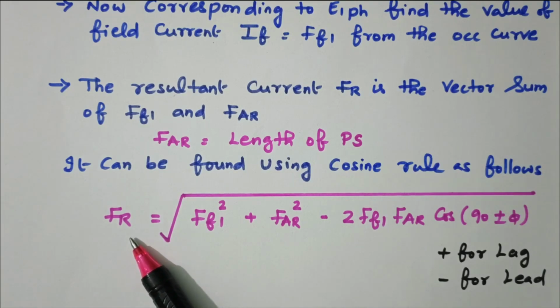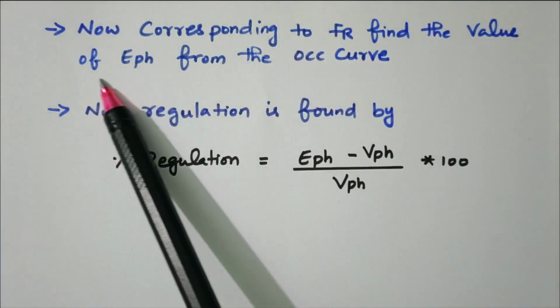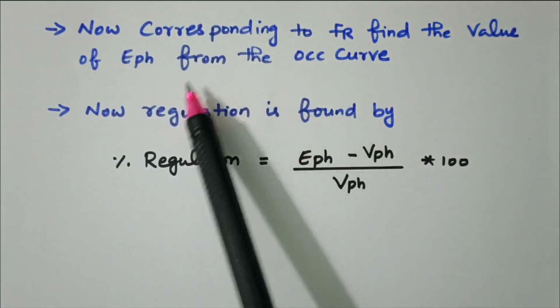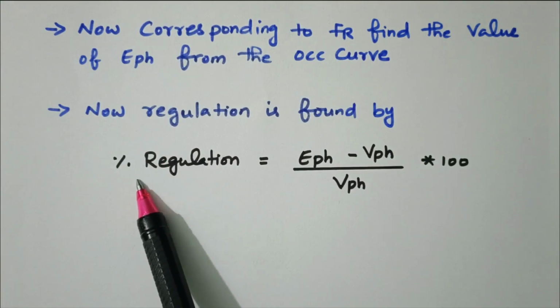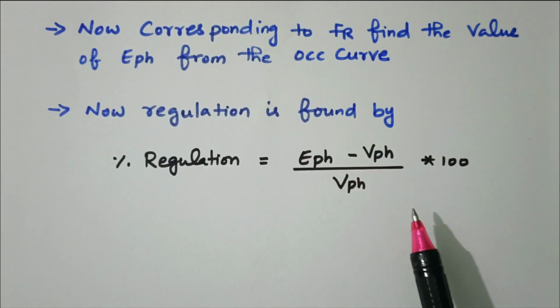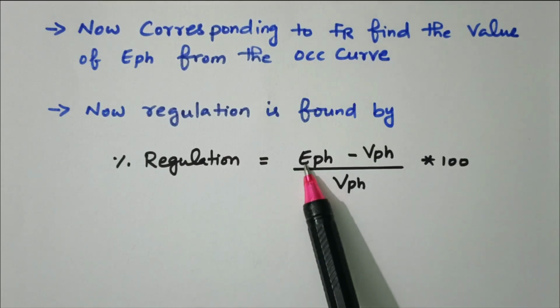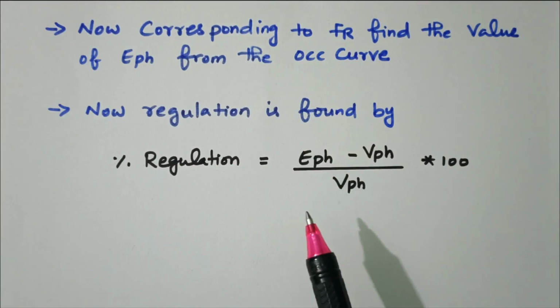So from Fr we need to find the E phase. From E phase we can find the regulation. Now we'll see how to find the E phase from this Fr. Corresponding to Fr, find the value of E phase from the OCC curve. We already discussed how to find the E phase from the Fr. So now E phase is calculated. By using this formula we are able to find the regulation. Percentage regulation equal to (E phase minus V phase) divided by V phase into 100. So that will give the percentage regulation. Our final aim is finding the regulation. For that what we need is E phase, that is calculated. From that we are calculating regulation.